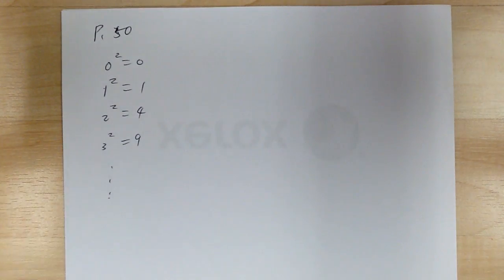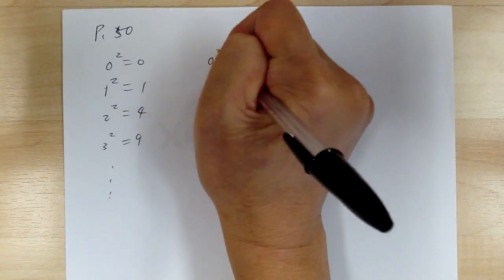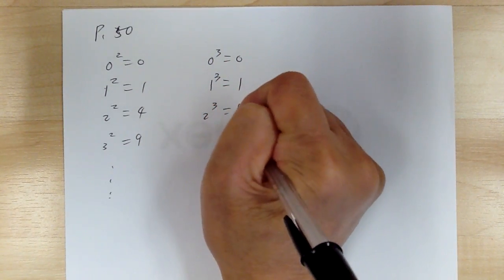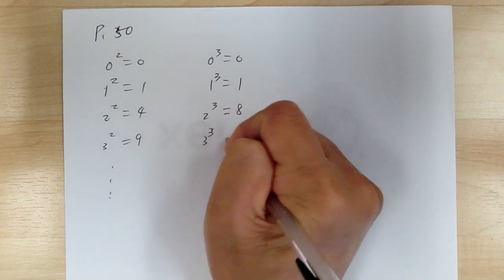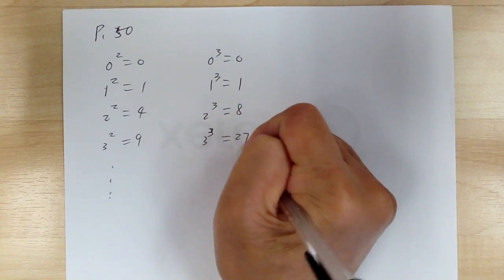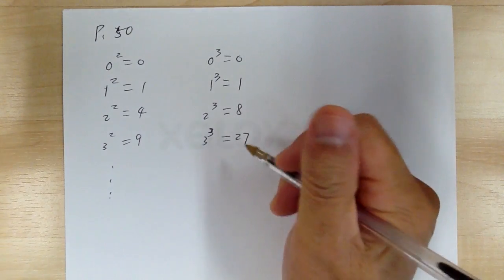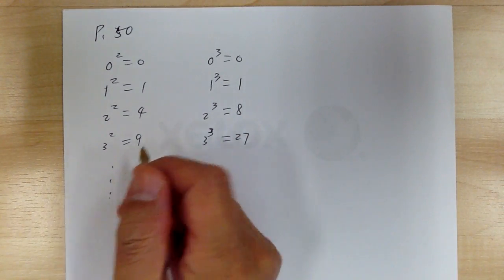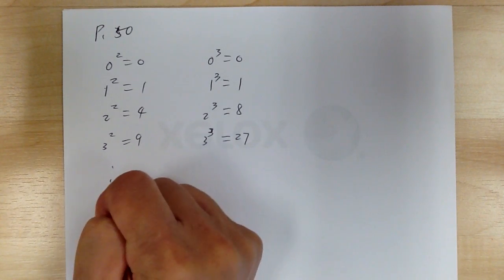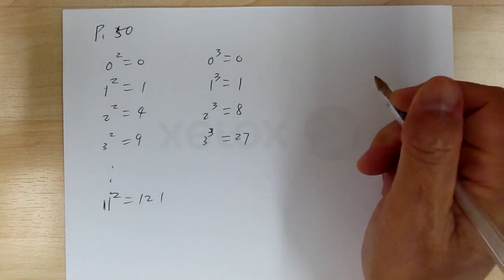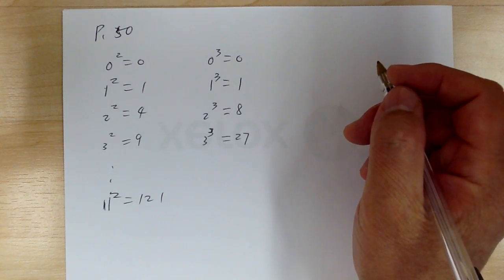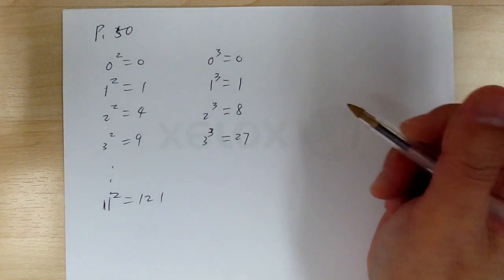If you can, try to memorize all the numbers in here, and the cubes. So 0 cubed equals 0, 1 cubed equals 1, 2 cubed equals 8, 3 cubed equals 27. Try to at least get to 3. Over here, you want to get at least to 11. 11 squared equals 121. Now for the third power, you should at least know up to the cube.